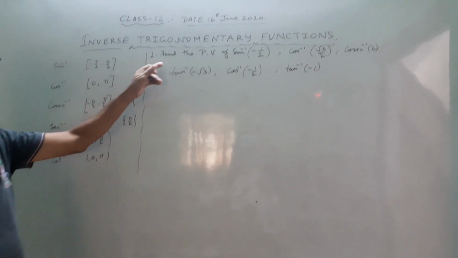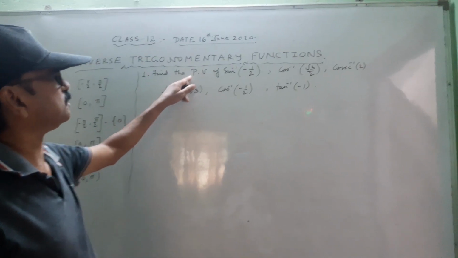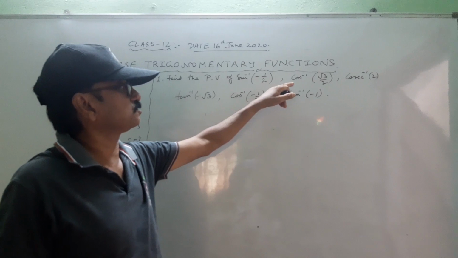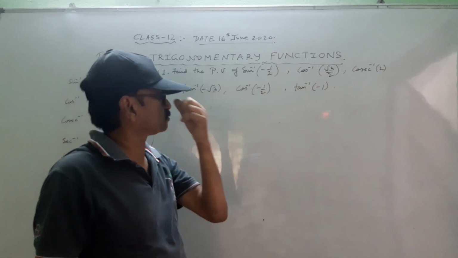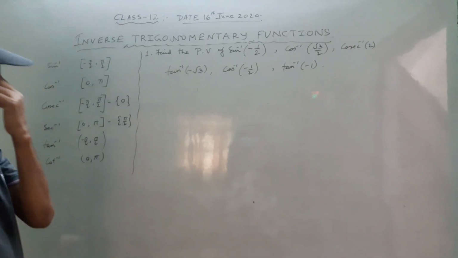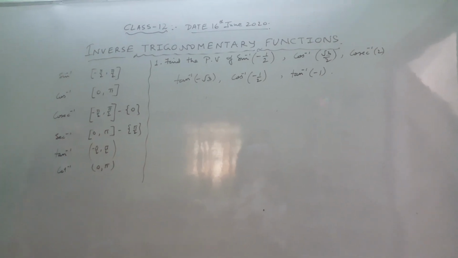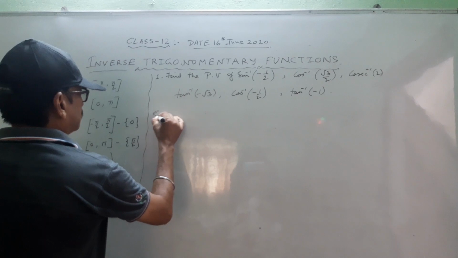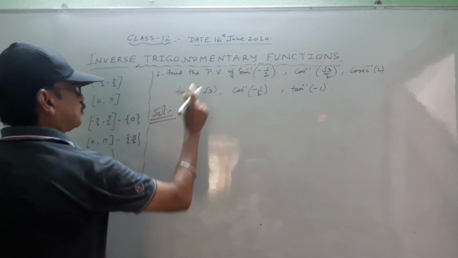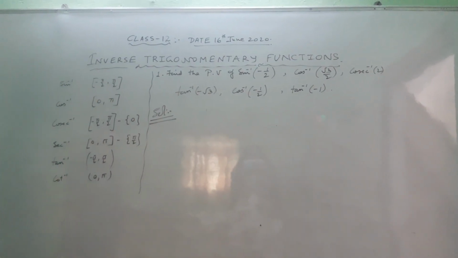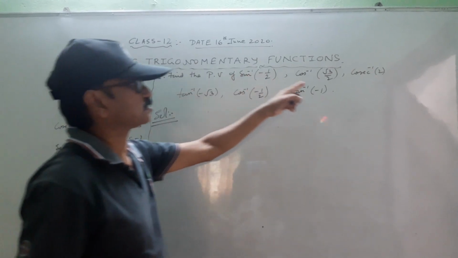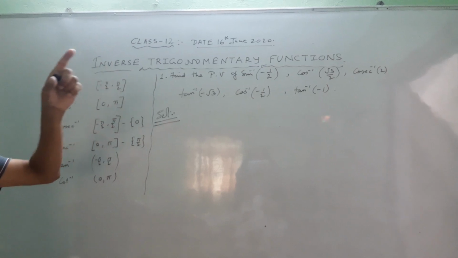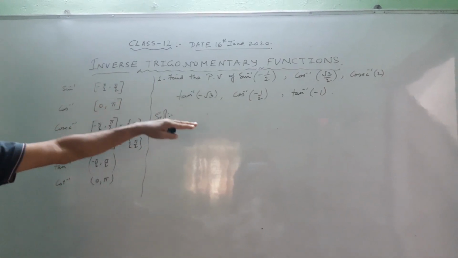So here find the principal value of sine inverse minus 1 by 2, cos inverse root 3 by 2, cosec inverse 2, tan inverse of minus root 3, cos inverse of minus 1 by 2, tan inverse of minus 1. Let us start one by one, and it is the first exercise of our NCERT, and the first 6 questions I am going to solve. The rest of the 4 questions you have to solve on your own by this method.